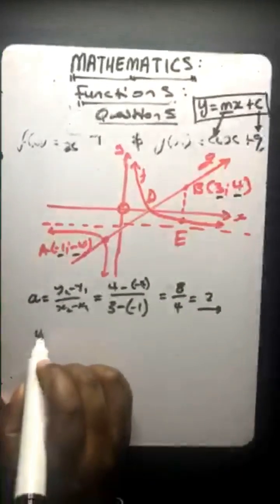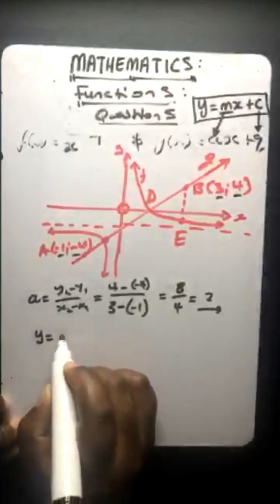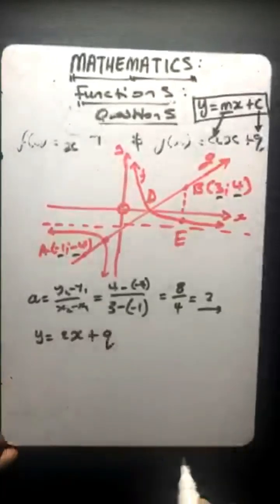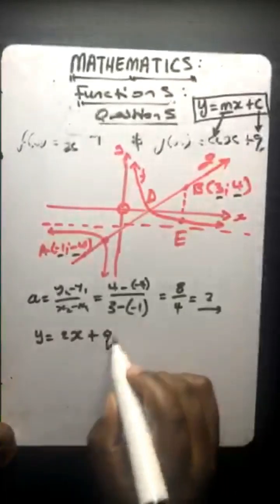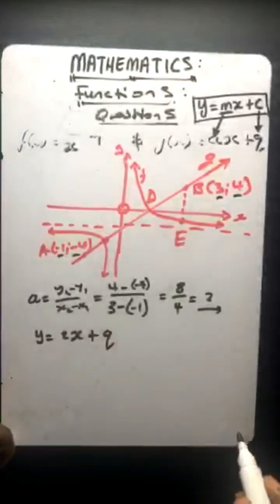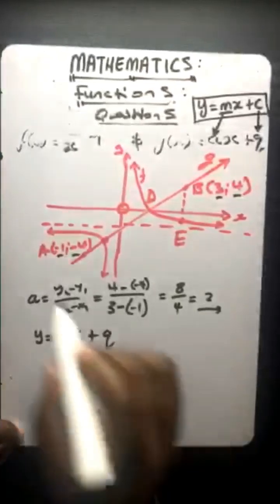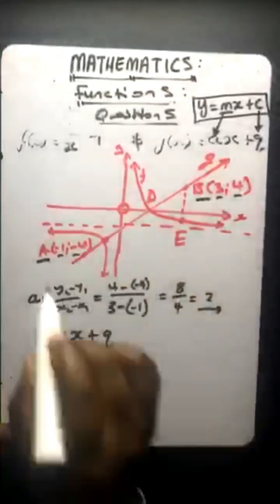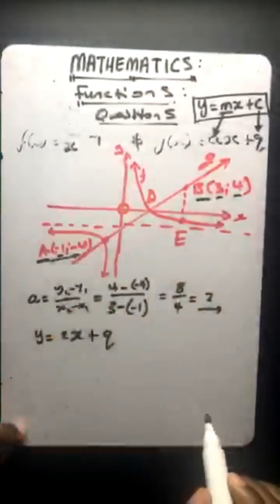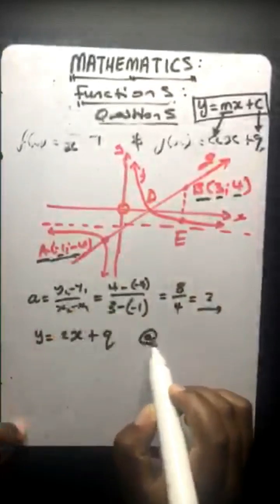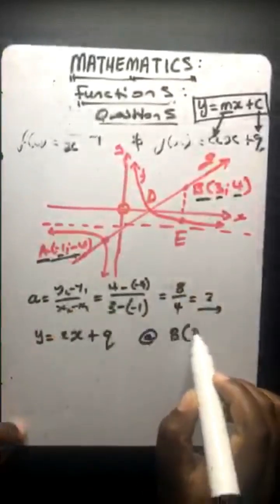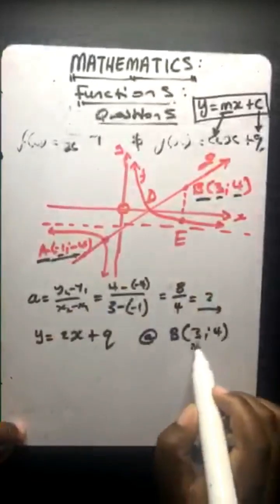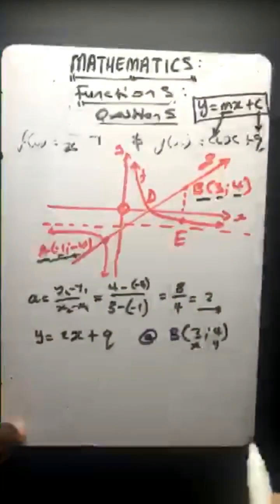So that means you have y equals, you know your gradient is 2, 2x plus q. For you to determine this q, you choose any coordinate that you like. You can use the coordinate of A or B, but in most cases, avoid using the ones that have negatives. So I'm going to use B, because it has positive values. I won't go wrong with positive values. Where you see x, you substitute that. Where you see y, you substitute that.